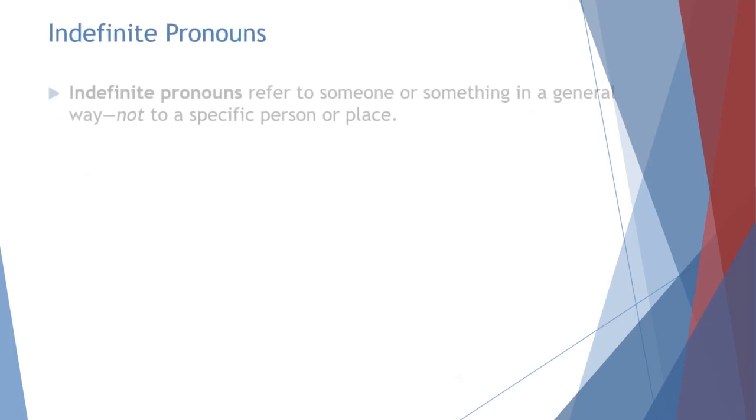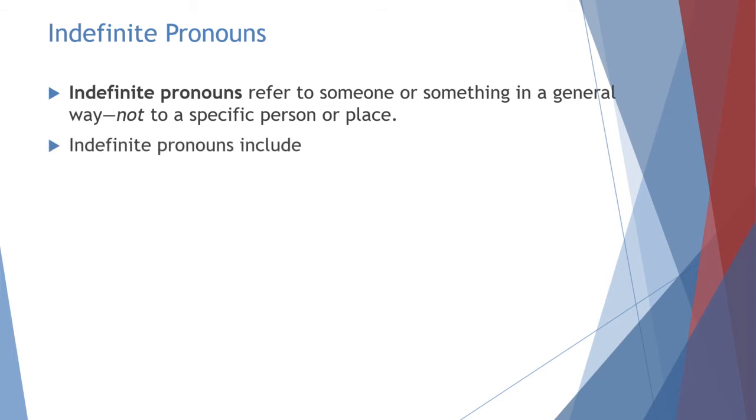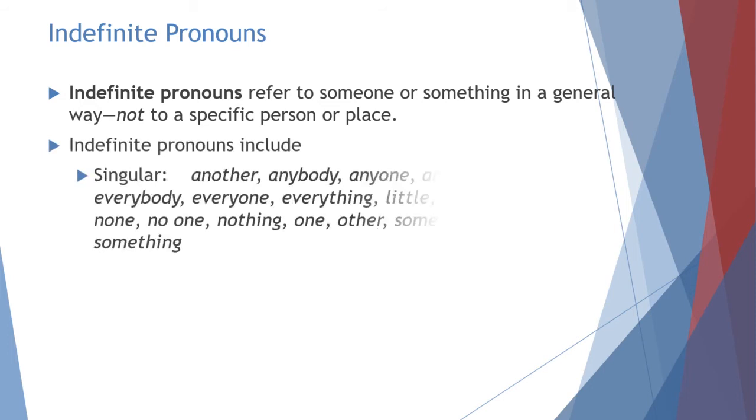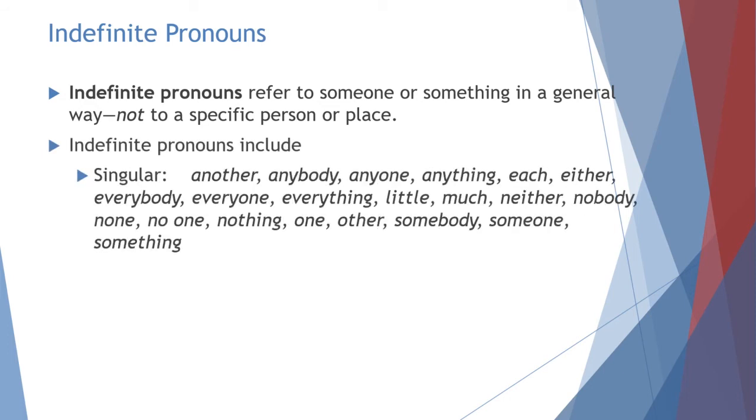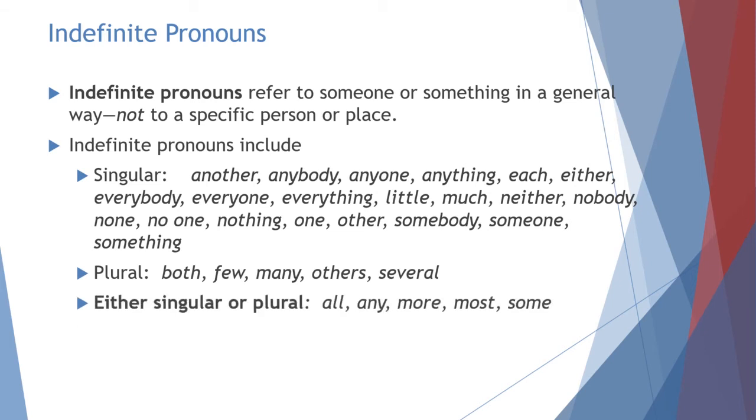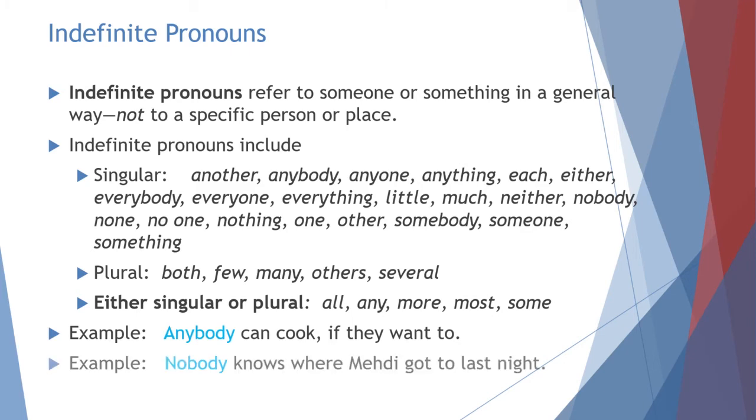Indefinite pronouns. These refer to someone or something in a general way, not a specific person or place. Indefinite pronouns include another, anybody, anyone, anything, each, either, everybody, everyone, everything, little, much, neither, none, no one, nothing, one, both, few, many, others, several, any, all, more, most. Anybody can cook if they want to. Nobody knows where Mehdi got to last night.